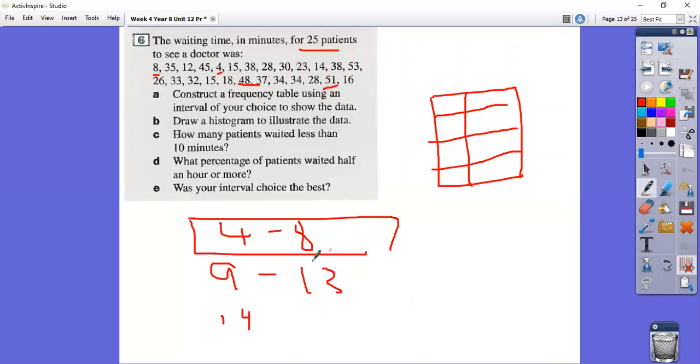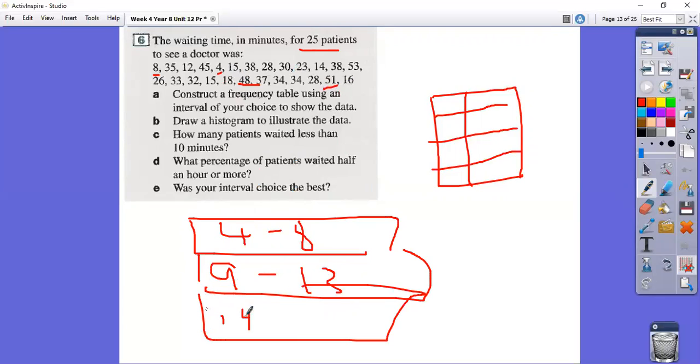This could be one way of doing it. You could think of a different way of doing it. I'm not saying you have to do it like this. You choose how you would do it. And then do your frequency table.